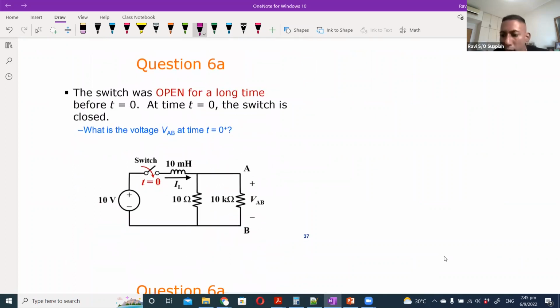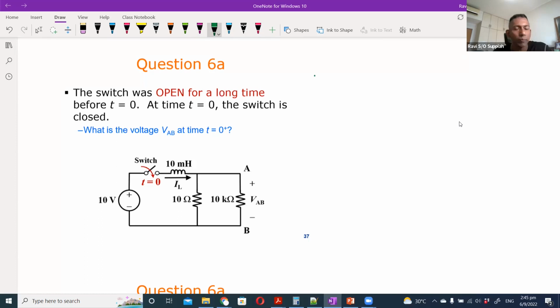Okay, so you can move on to question 6 here. The switch was open for a long time before t equals 0. At t equals 0, the switch is closed. What is the voltage at time t equals 0 plus?